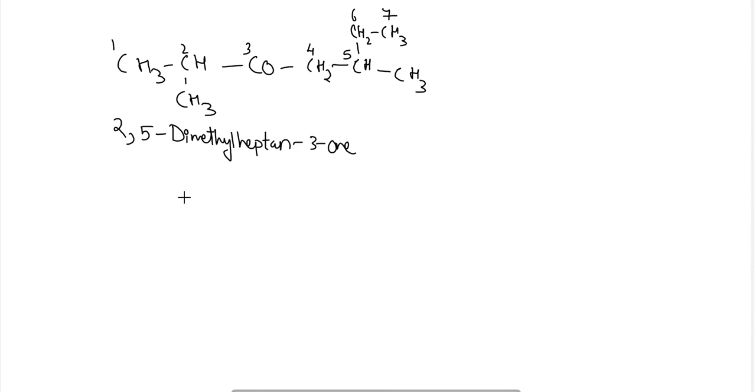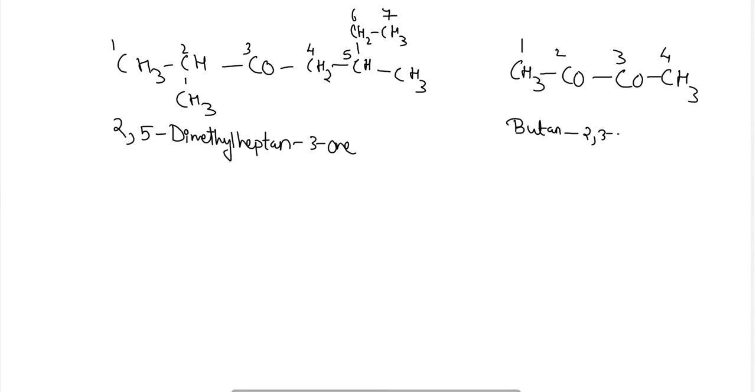Next, CH3 CO CO CH3 means a diketone is there. Two ketone groups are attached. Then the name of this compound will become 1, 2, 3, 4 butane 2, 3 dione. For 3, tri will be there. For 4, tetra will be there. Okay. So according to this, we can name the compound.